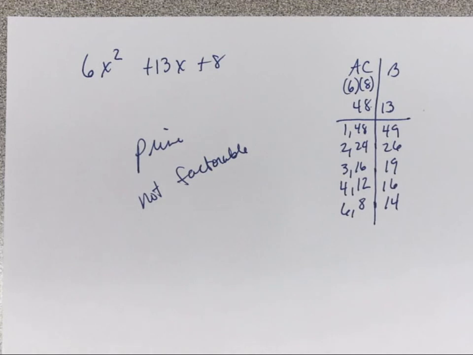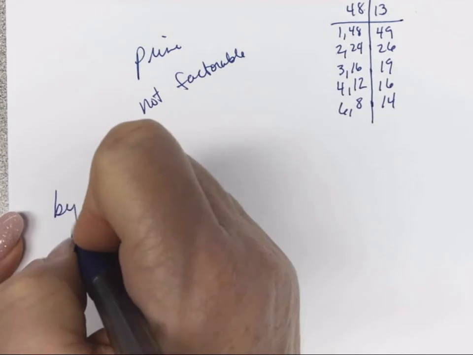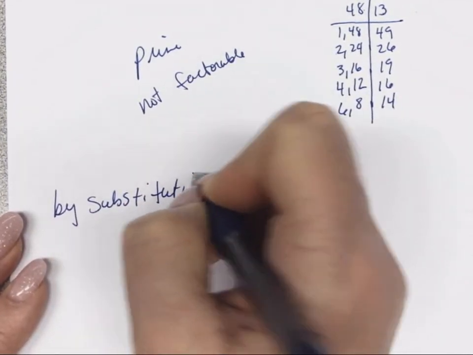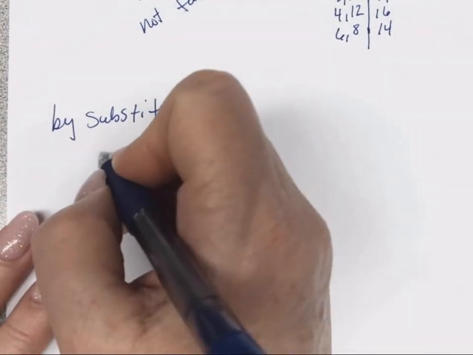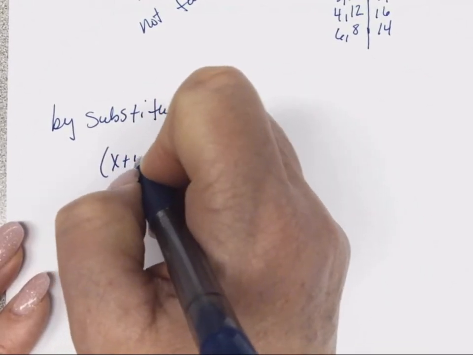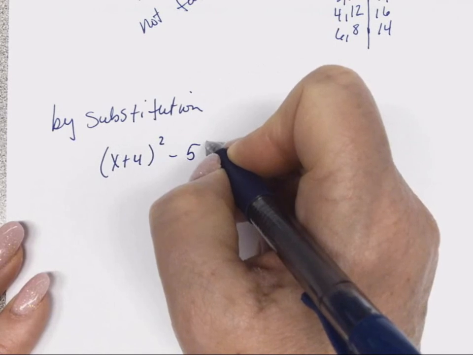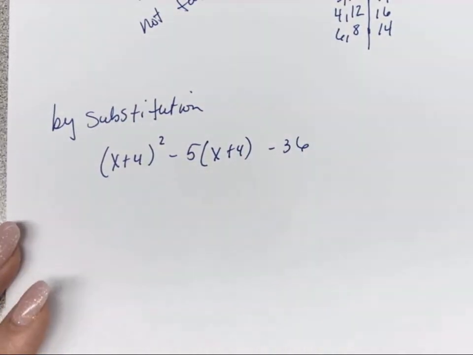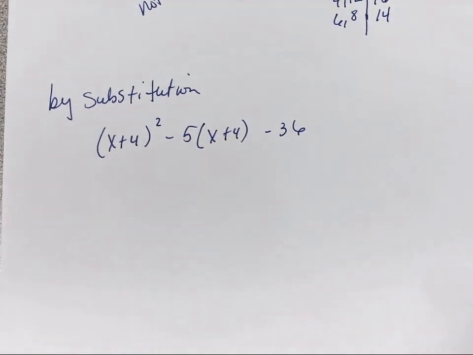And then let's do factoring by substitution. I'm not sure if any of this will be in your homework, but sometimes we need to know how to do this one. Alrighty, so if we have x plus 4 squared minus 5 times x plus 4 minus 36. What I can do, I don't want to multiply all of this out because that would be craziness.